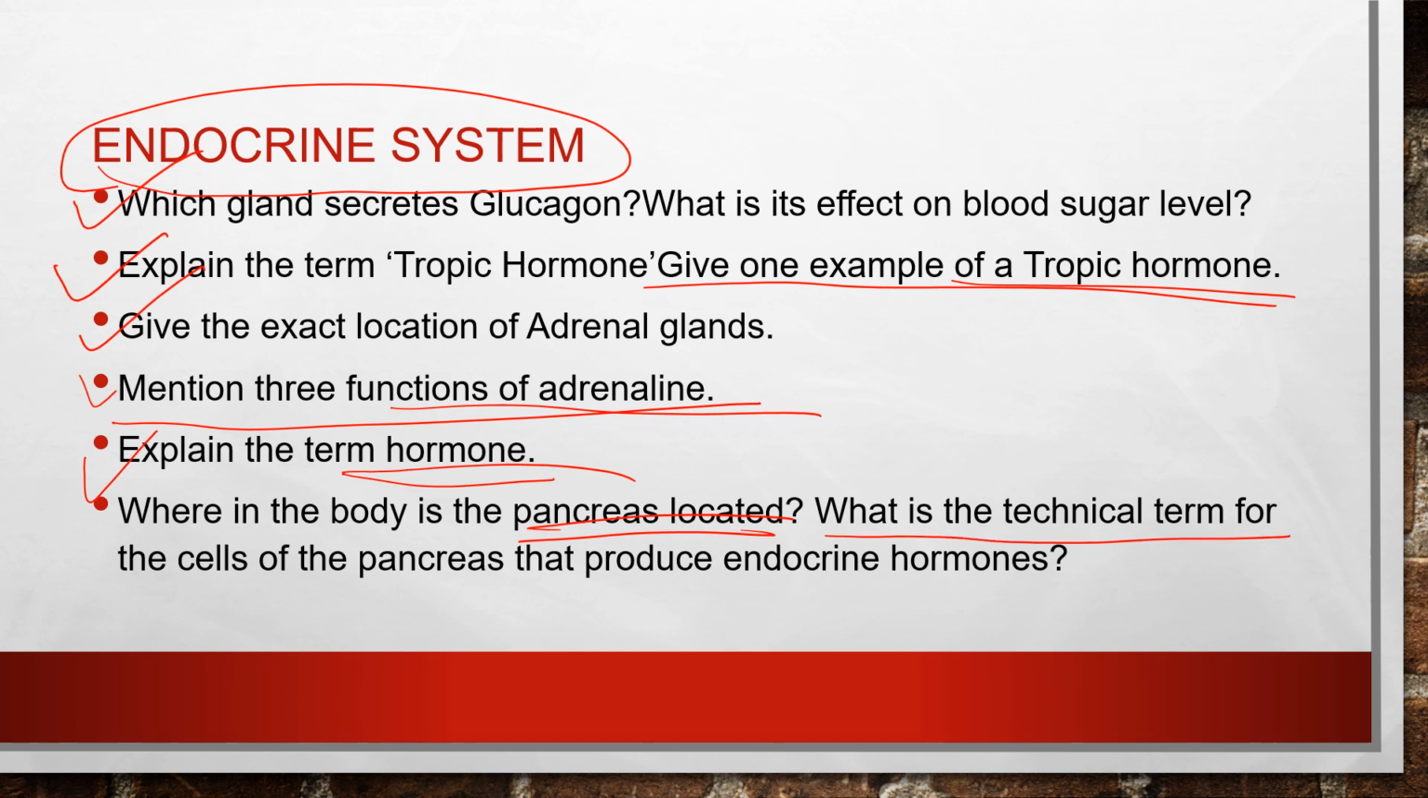What is the technical term for the cells of the pancreas that produce endocrine hormones? You all know this. This is called the islets of Langerhans, right? So this is the technical term used for the cells of the pancreas that produce the endocrine hormones. So they are called the islets of Langerhans.